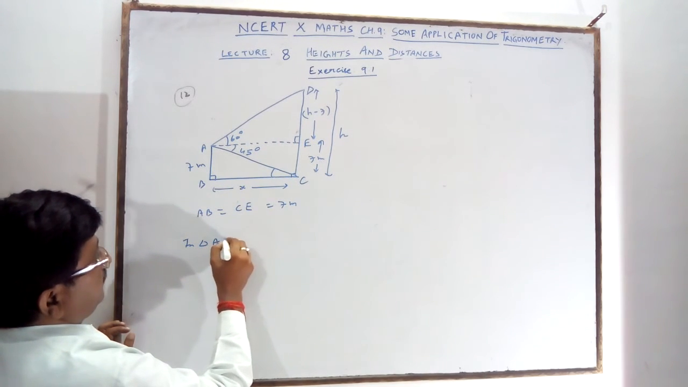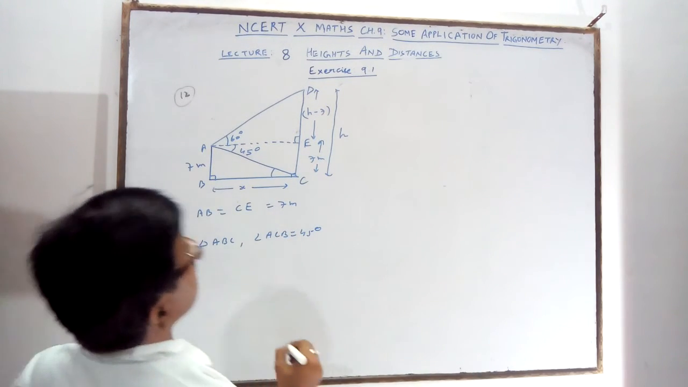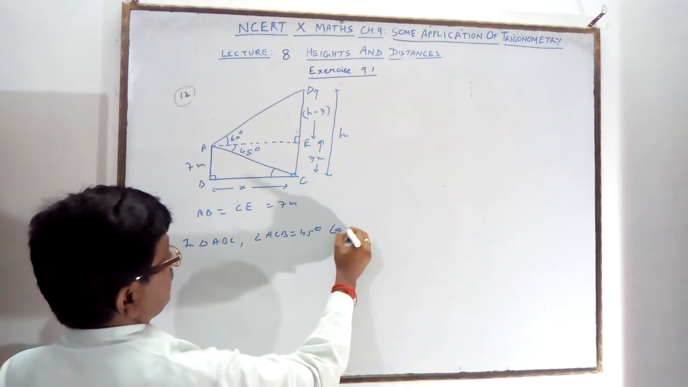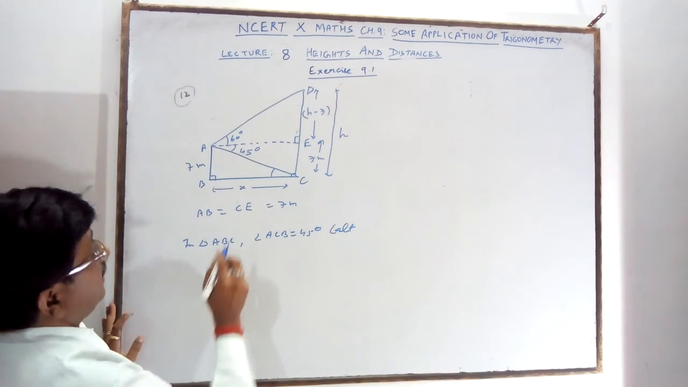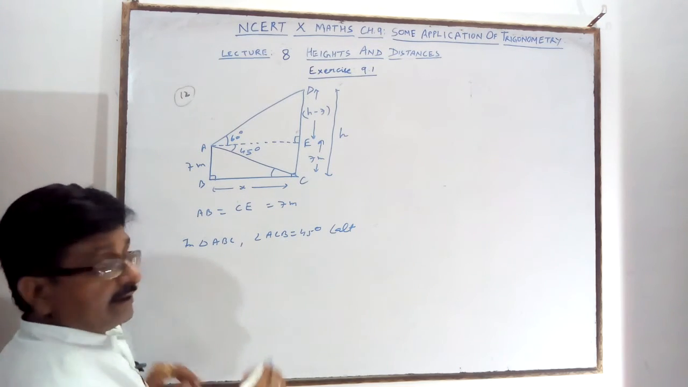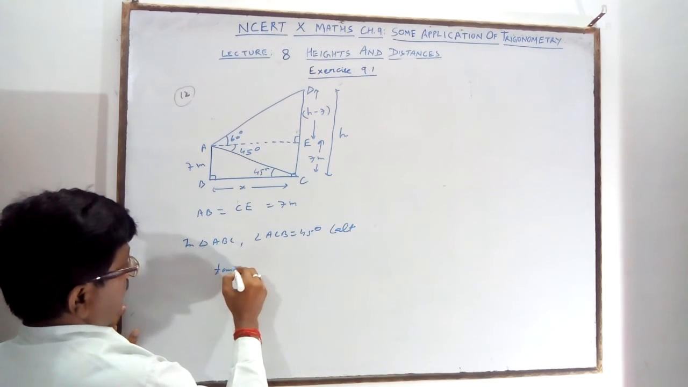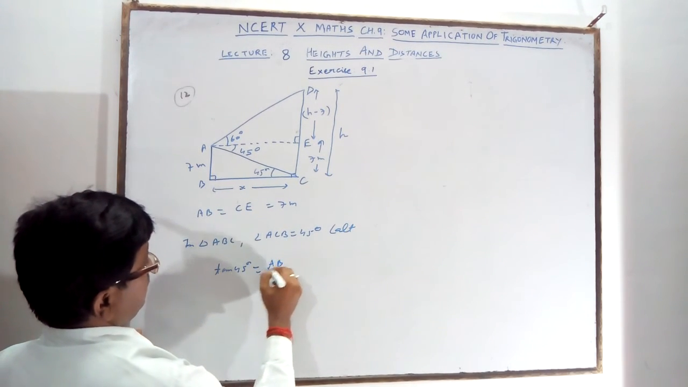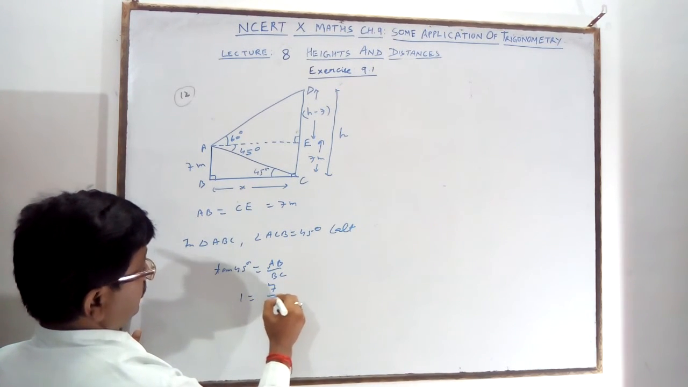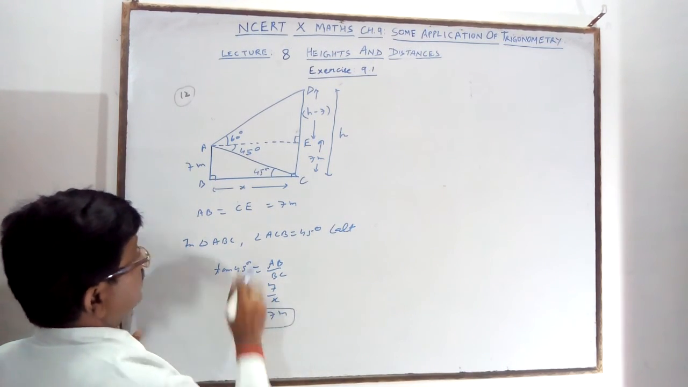In triangle ABC, angle ACB is equal to 45 degree, by alternate interior angles. In triangle ACB, ACB is 45 degree here, so tan 45 degree is equal to AB by BC, P upon B. So 1 is equal to 7 upon x, therefore x is equal to 7. You are getting this width.